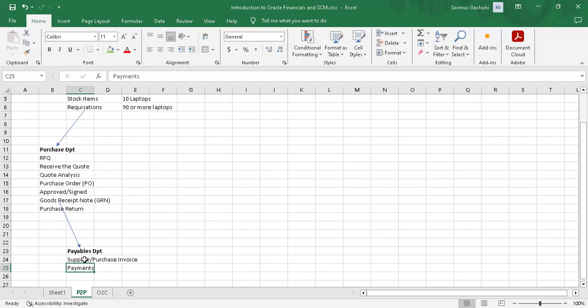So primarily you should understand this. These are the primary functions that are being done in this department of payables. Again, there is also another department that is involved, which we call cash management.